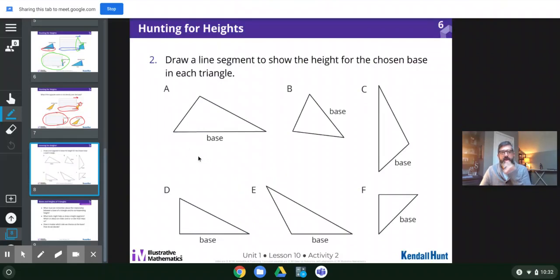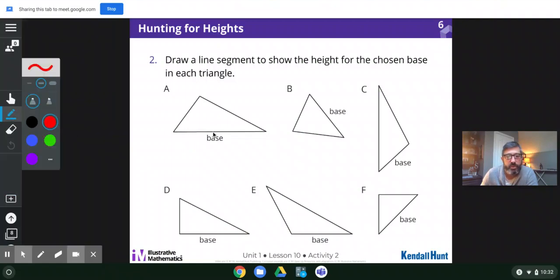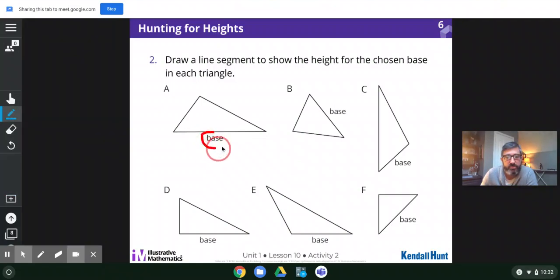All right, so in this last example, we're going to draw a line segment that shows the height for our chosen base. They already have the base chosen for us. So I'm going to go through and circle those all in red. Whichever side the word base is written next to, that is the line segment that we choose to use as our base.